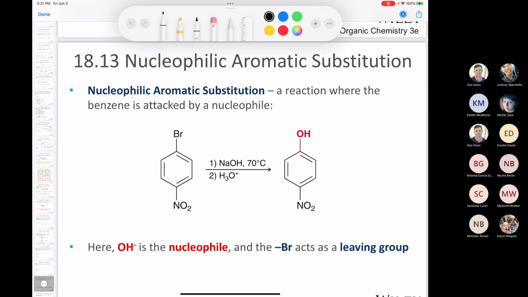And I can tell you something that I bet will pique your interest, is that my students love to know what kind of questions show up on ACS finals and MCATs and DAT exams. And I mentioned this earlier today, that section 18.13, which is nucleophilic aromatic substitution, we call this SNAr chemistry.